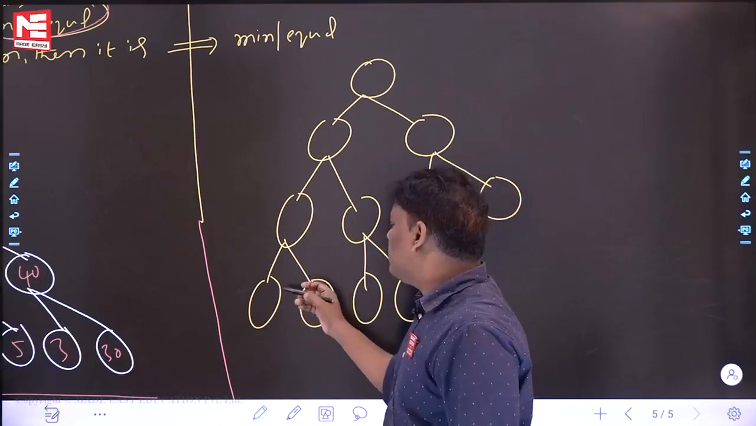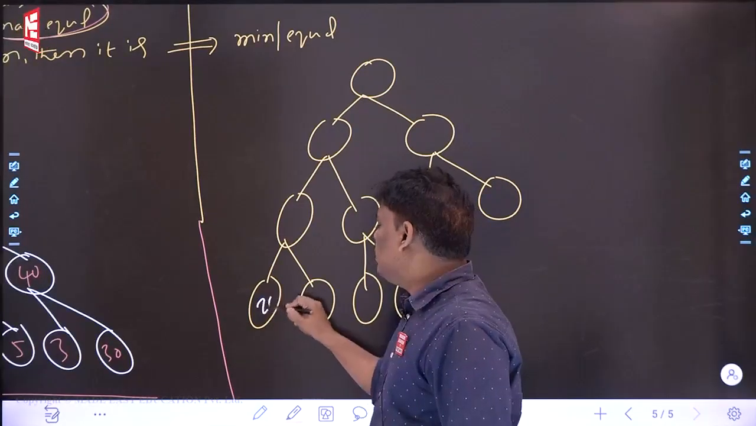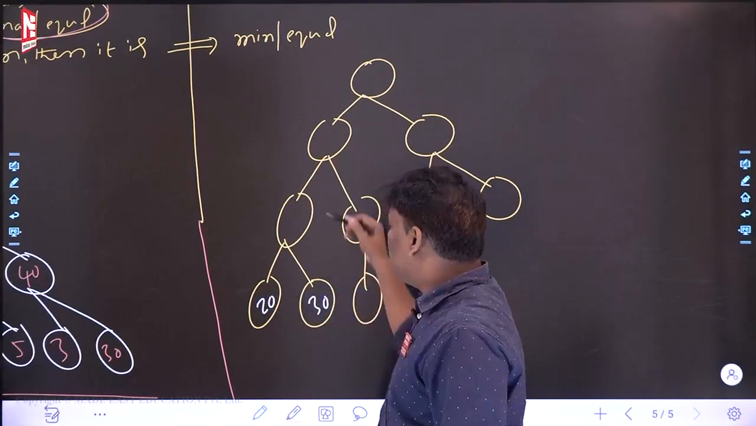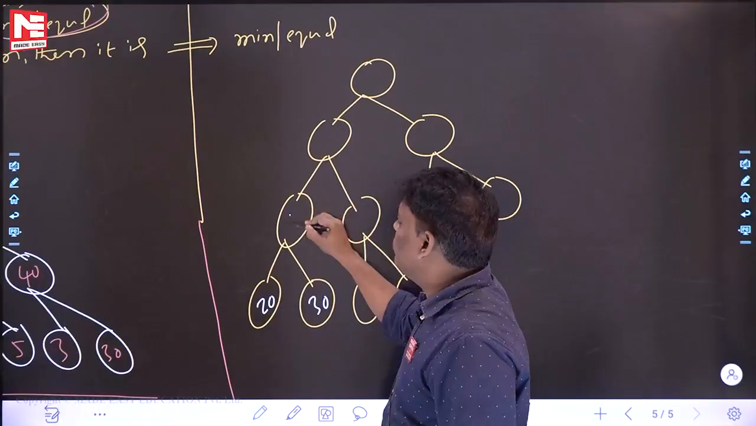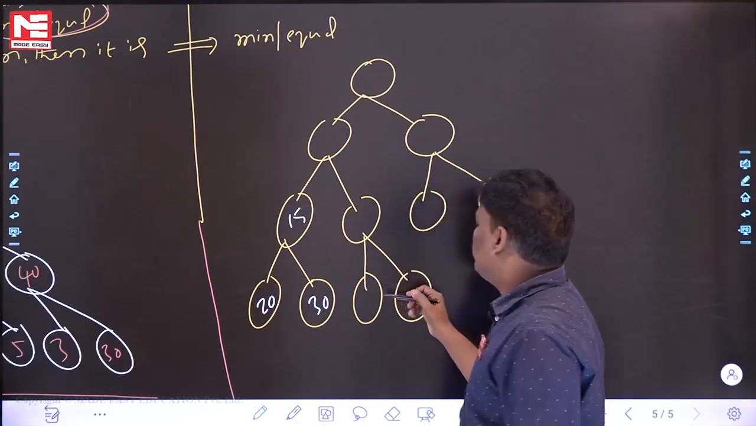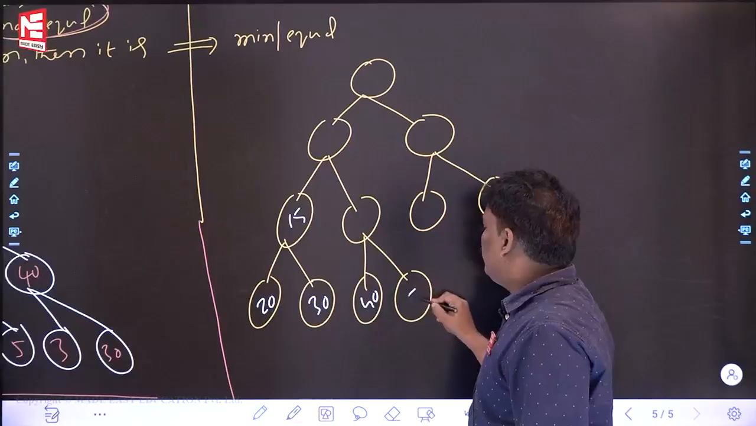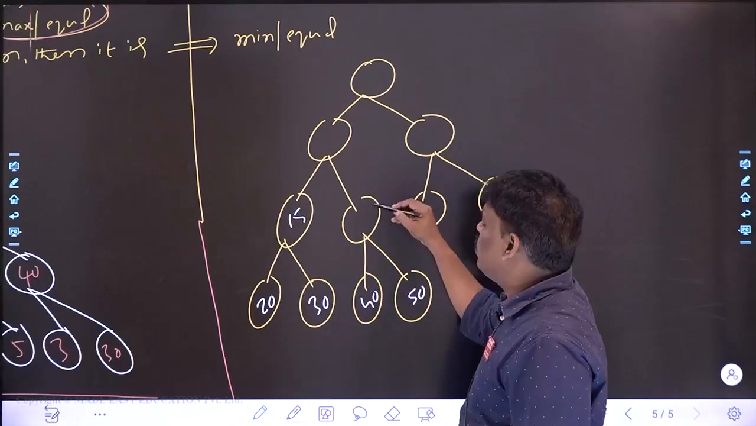Let's check what is the meaning of this. See everyone now. 20, 30. Who is the minimum? 20. It should be 20 or less than 20, 15. Next one. 40, 50. It should be 40 or less than 40, 30.